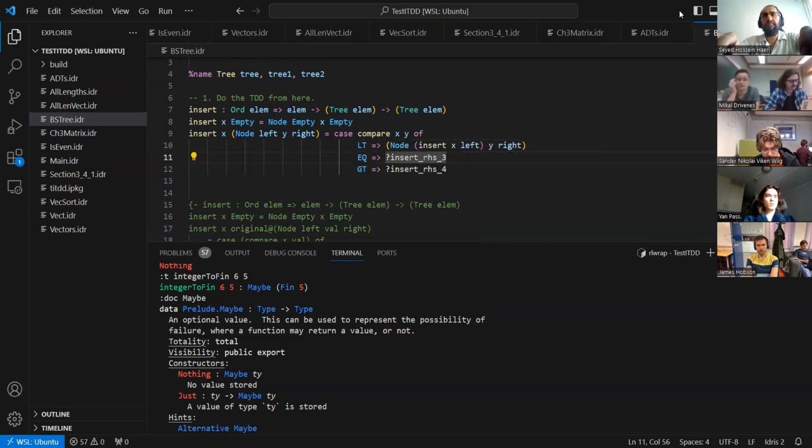Okay, lovely. And then the question is, are you keeping duplicates? No. That's fine. You don't need to continue from this point. Sander, could you please instruct me on the equality case?